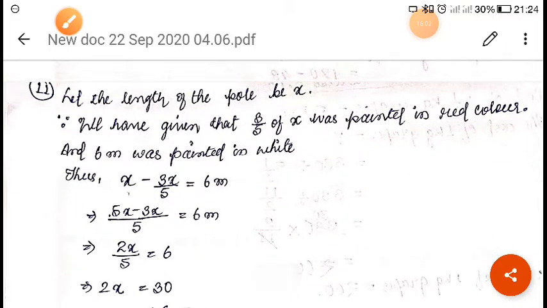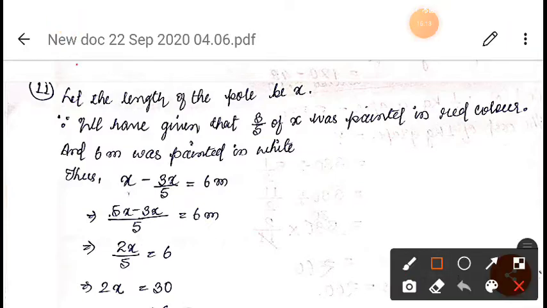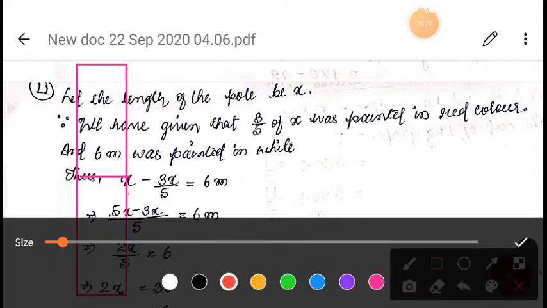Question number 11 is: 3 by 5th of the pole was painted in red color and the remaining 6 meter was painted with white color. What is the length of the pole? Suppose this is a pole here. Suppose this is the 3 by 5th part. Just take the example. This 3 by 5th part has been painted with a red color, okay.